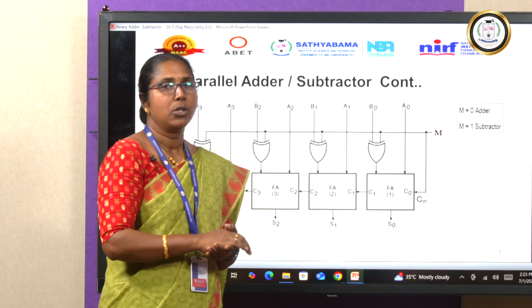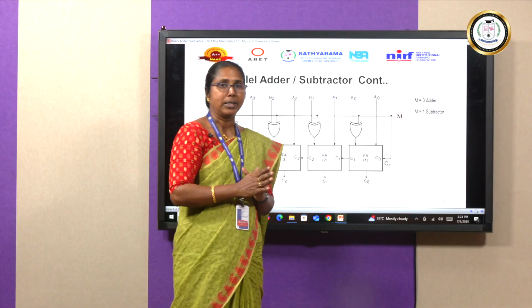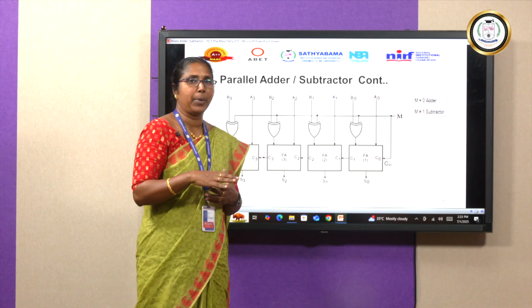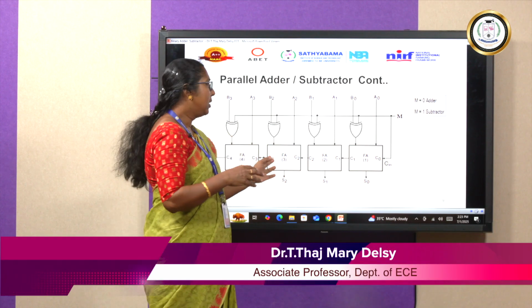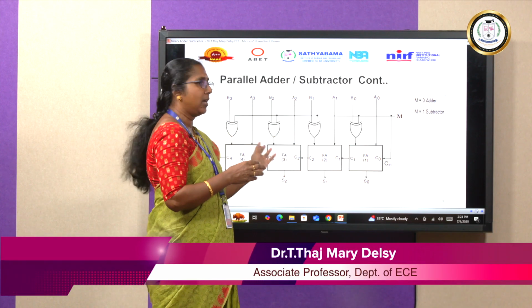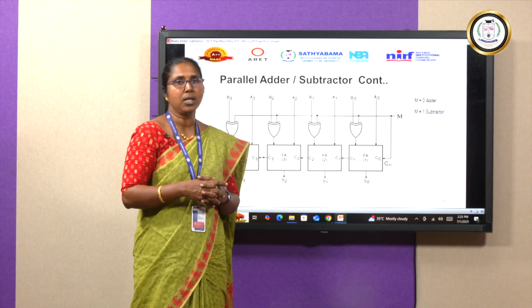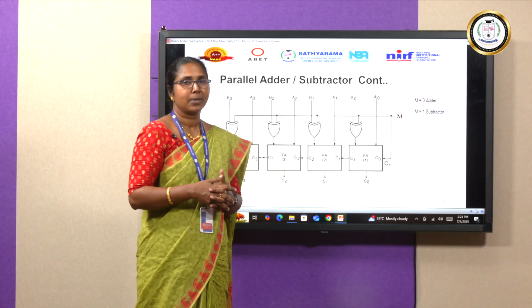So with this I can conclude that even though we have separate circuits for adder and subtractor, with this mode selection switch and the XOR gate, we can perform both addition and subtraction by using a single circuit. Thank you.